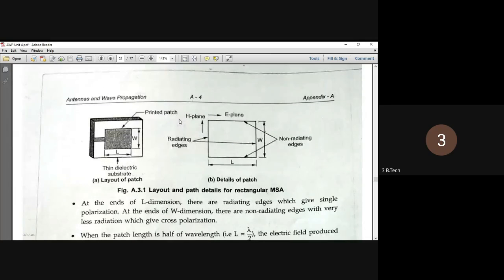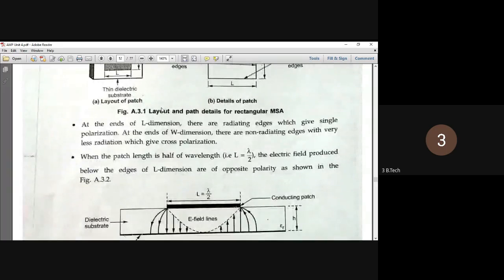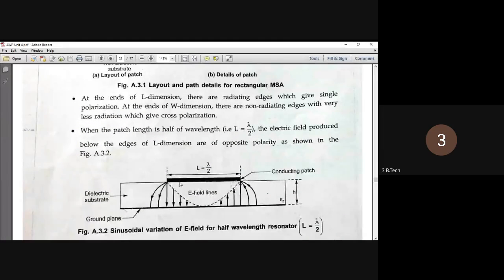సో ఇక్కడ మీరు చూస్తుంటే E plane and H plane are perpendicular to each other. Radiating edges కూడా చూపిస్తున్నాడు ఎక్కడెక్కడ రేడియేట్ అవుతుందో, and non radiating edges. So at the end of the L dimensions there are radiating edges which give single polarization. So ఇక్కడ మీరు చూస్తున్నారు ఇది rectangular radiation pattern.